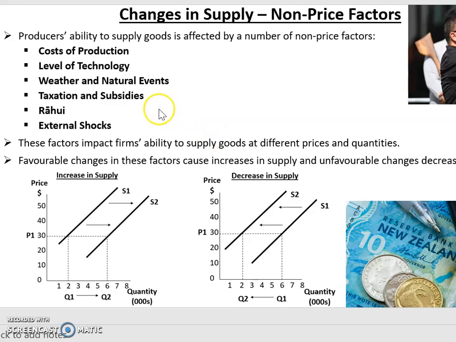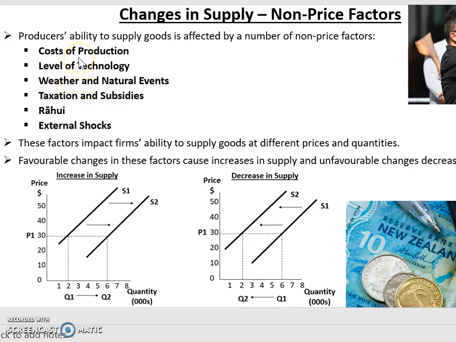Okay, so these changes in supply come about because of non-price factors. We've got 6 non-price factors that we're going to discuss in more detail in the coming lessons. Cost of production, which I hinted at in terms of my answer for Horrocks' hogs. Level of technology, weather and natural events, taxation and subsidies, rahui, and external shocks. When these factors change, this is going to impact the ability of firms or producers to supply their goods at different prices and quantities.